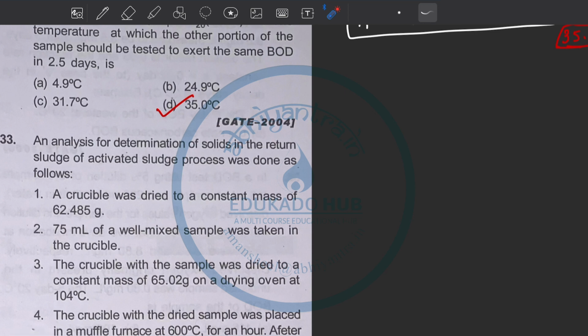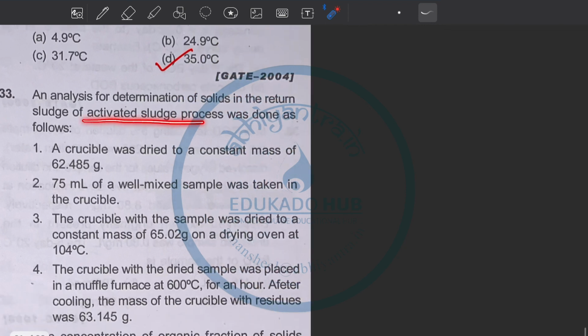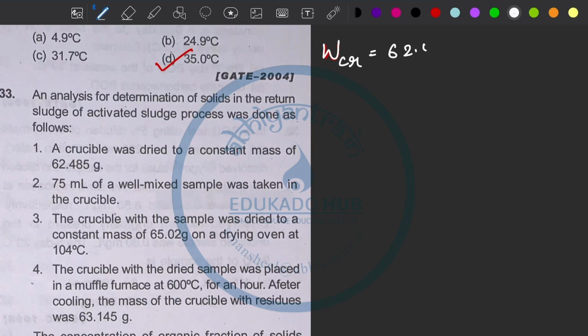Question 33. An analysis for determination of solids in return sludge of activated sludge process was done as follows. See, they have given these four steps, the methods by which they were proceeding in this activated sludge process. First, a crucible is taken and dried, and after drying it has a mass of 62.485 grams. So I can say the weight of the crucible is equal to 62.485 grams.